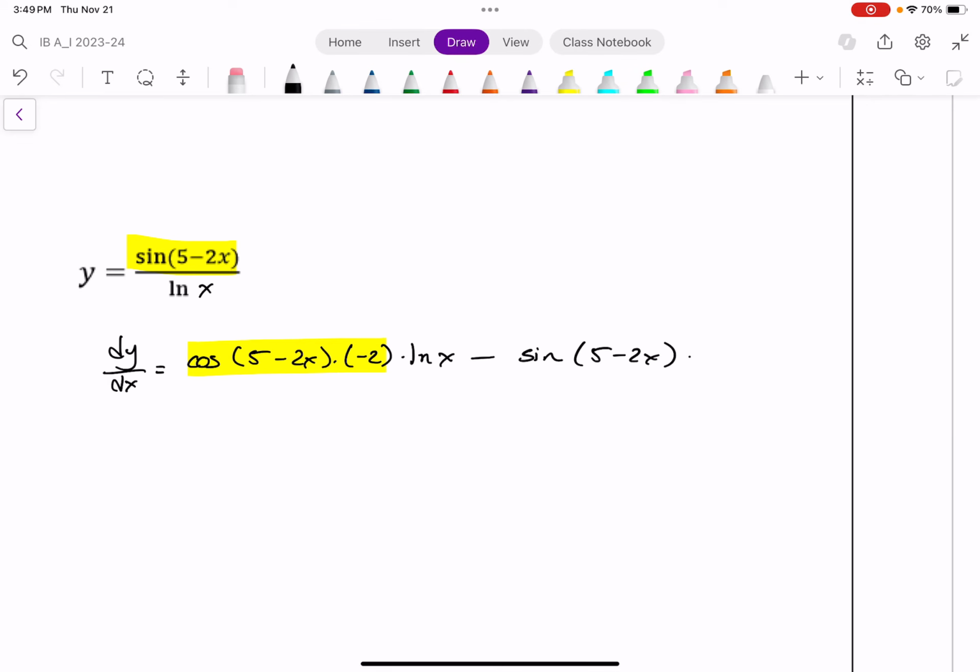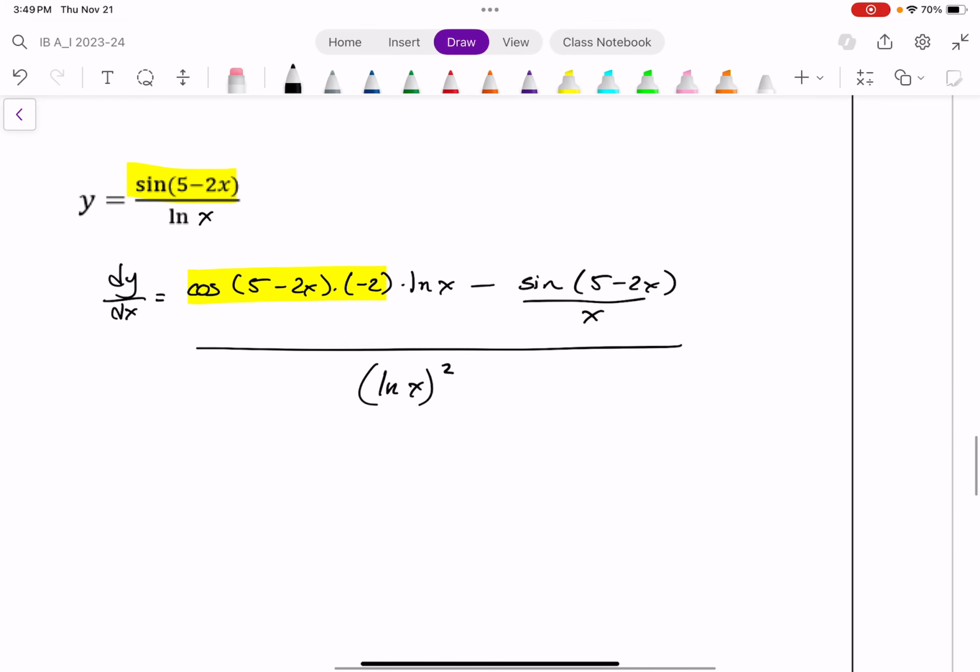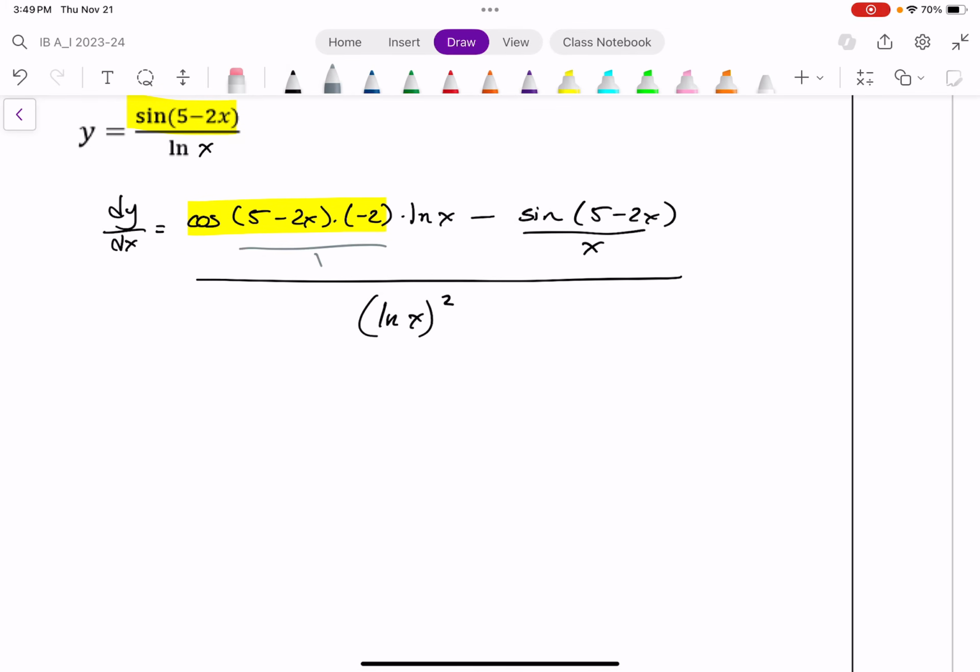So sine of 5 minus 2x times 1 over x. Like before, I'll save myself a bit of time and just write it like this. And again, all of this over the ln of x all squared. And again, I'm essentially done. I'm just going to find a common denominator. It's very similar to the last one. Like multiply the top and bottom of this by x.